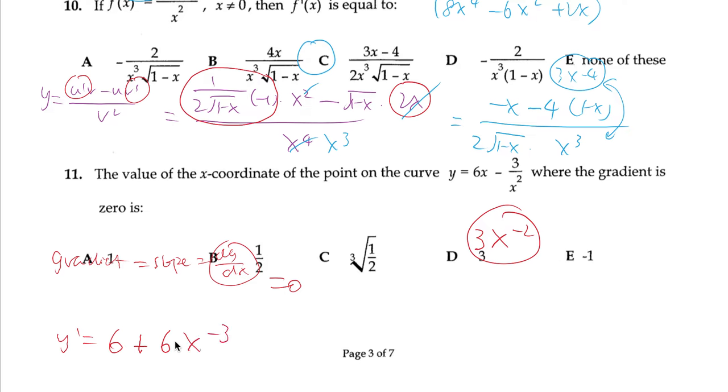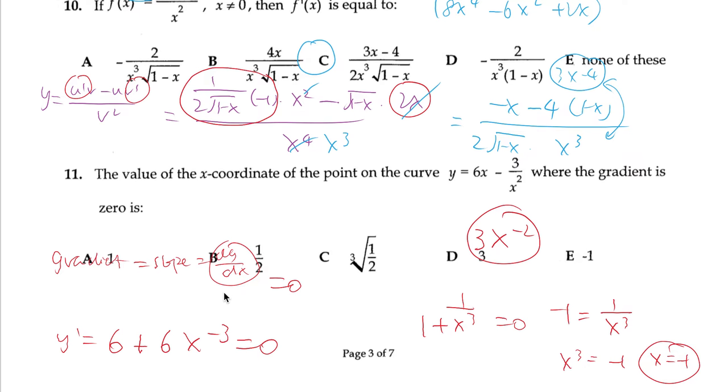If you want this entire thing to equal 0, you can cancel the 6 out, so it's 1 plus 1 on x cubed equals 0. So minus 1 equals 1 on x cubed. You can flip both sides, so x cubed equals minus 1, and x equals minus 1. So the final answer is E, x equals minus 1.